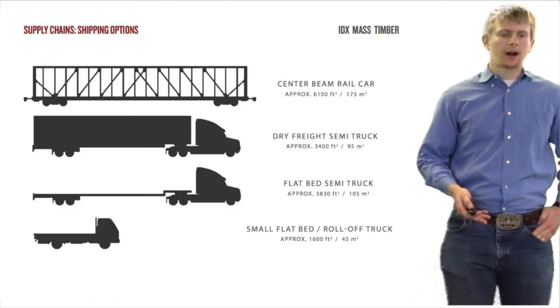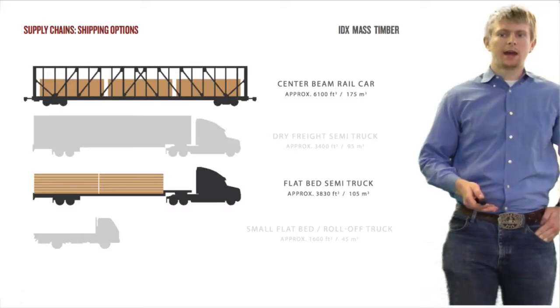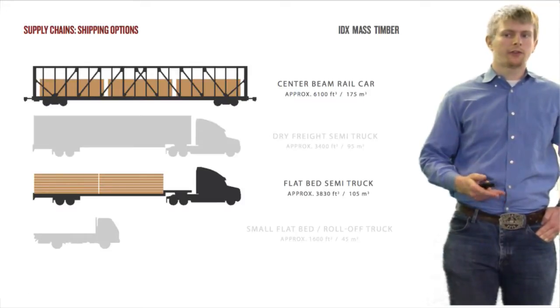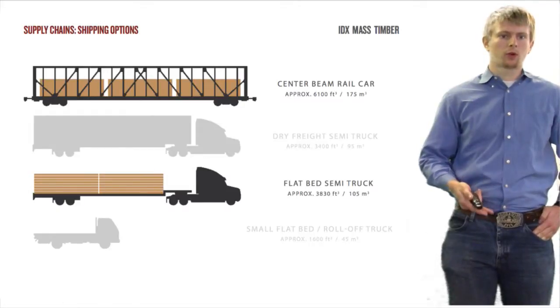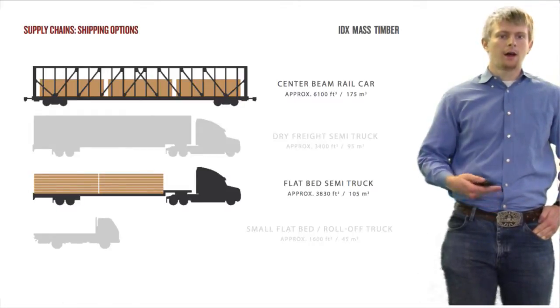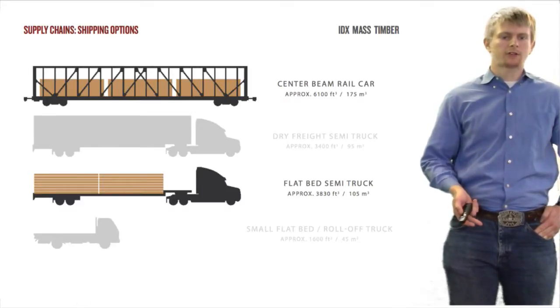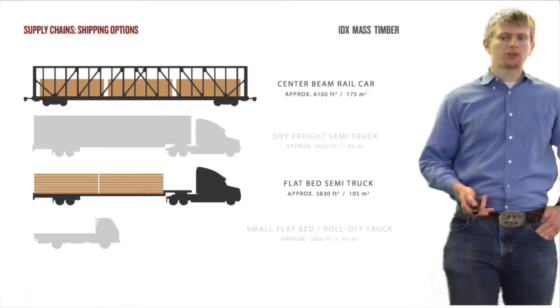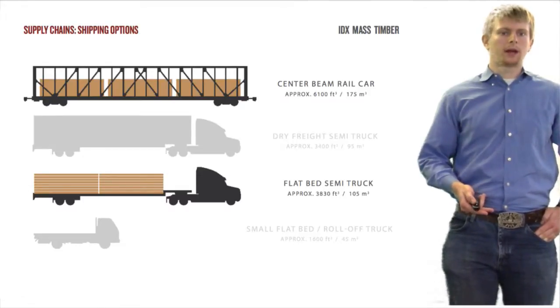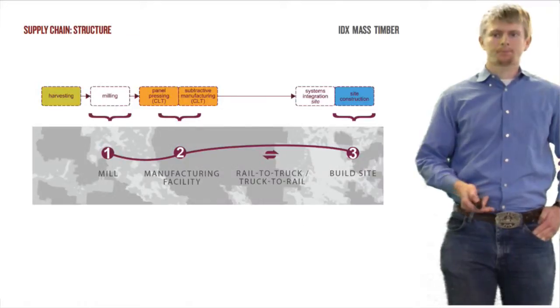And then there are some other truck options. We further narrowed it down to just the 2, the flatbed semi-truck and the center beam rail car, based on which were the most cost effective to haul massive amounts of CLT from the manufacturing plant to the job site. Notice, however, that the flatbed semi-truck might be needed for more urban areas like we will be looking at.